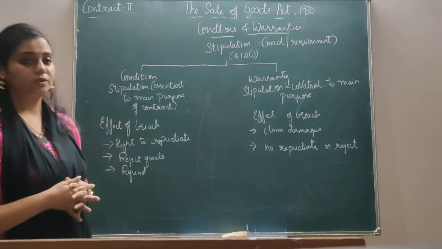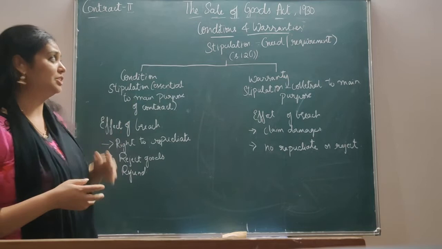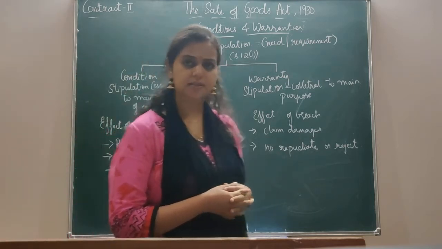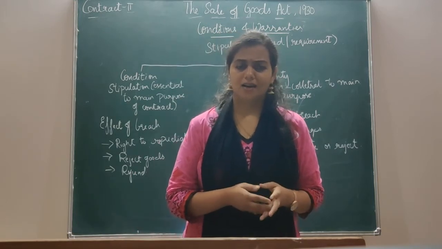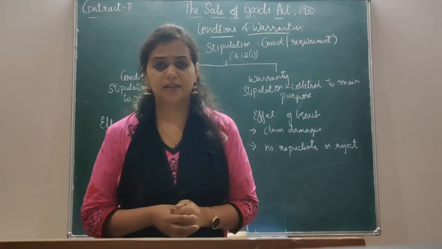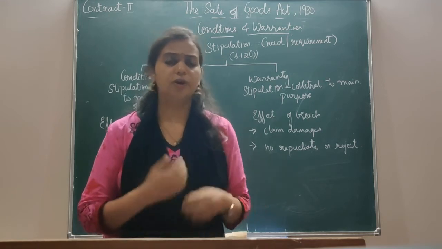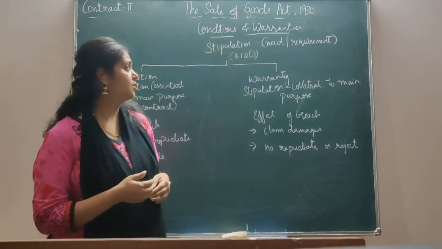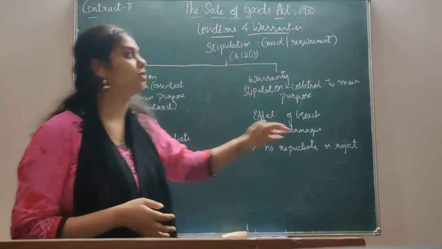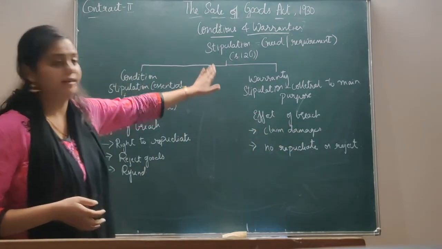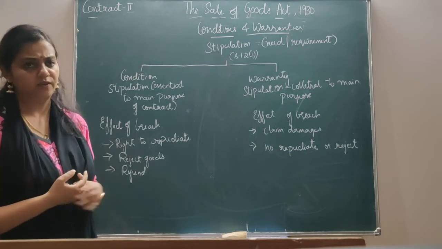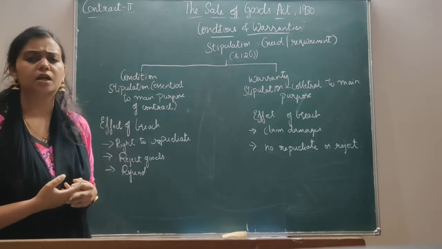We'll deal with a new topic under Sale of Goods Act, that is conditions and warranties. What are these conditions and warranties? Well, it is given under Sale of Goods Act. First, before knowing what is condition, what is a warranty, let us try to know what is stipulation. From this word stipulation, we'll get to know what is the meaning of condition and warranty under Sale of Goods Act. Stipulation, you come across this word when you are studying about conditions and warranties.